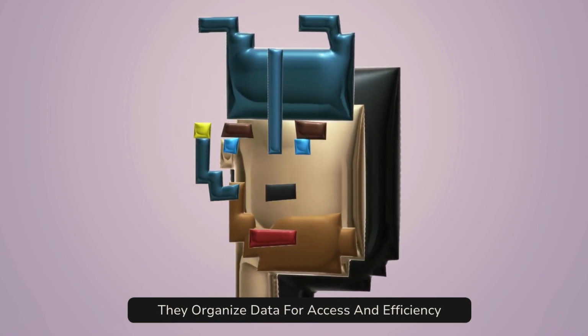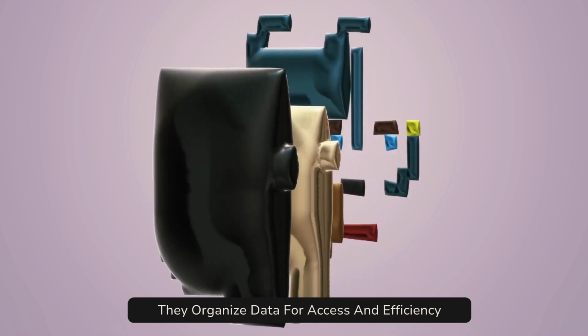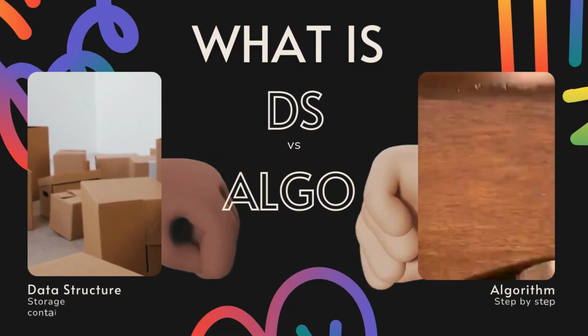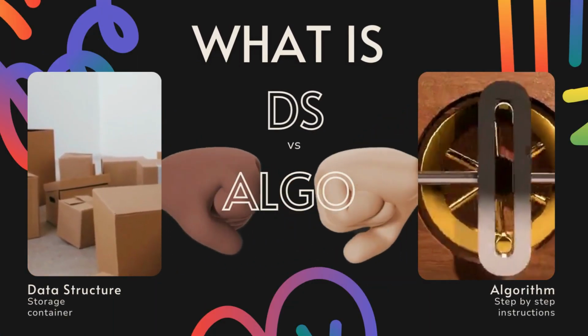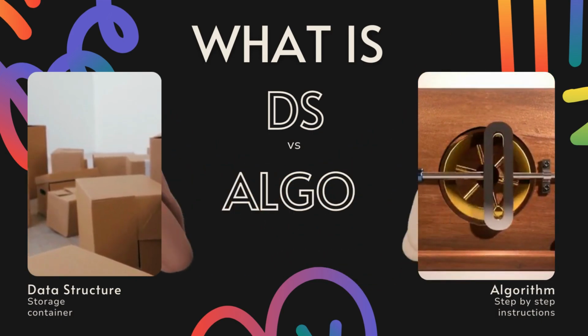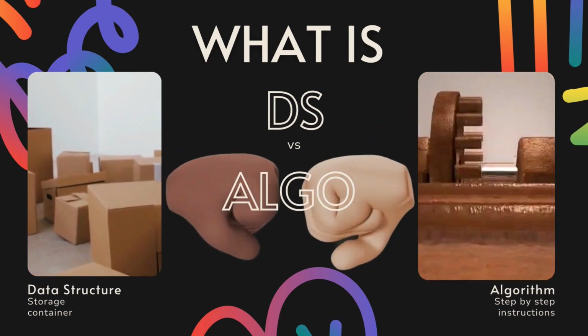The difference between data structure and algorithm. Now let's clarify the often misunderstood difference between data structures and algorithms. Data structures are like the containers or storage, while algorithms are like the step-by-step instructions for solving a problem.